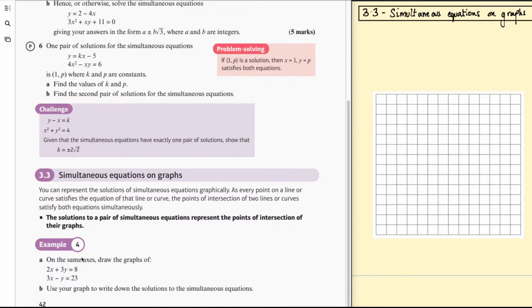Here's an example. On the same axes, draw the graphs of 2x plus 3y equals 8 and 3x take y equals 23. So they are two straight lines, obviously. Or maybe not obviously, but when there are no squared terms, they're going to be straight lines. And I have some graph paper here because I have a feeling I'm going to be doing a lot of graphing. But they've already done this example for us.